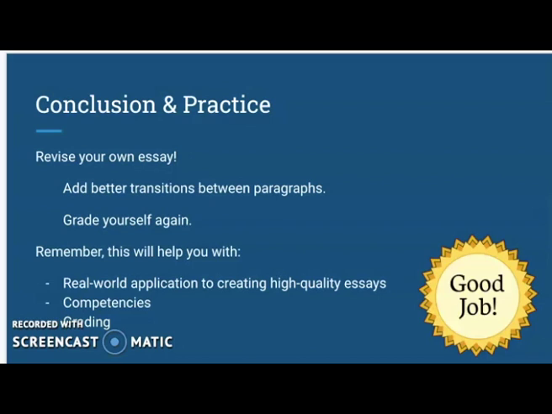Transitions provide important clues about how your ideas fit together. Transitions help you clearly communicate your ideas effectively through writing.